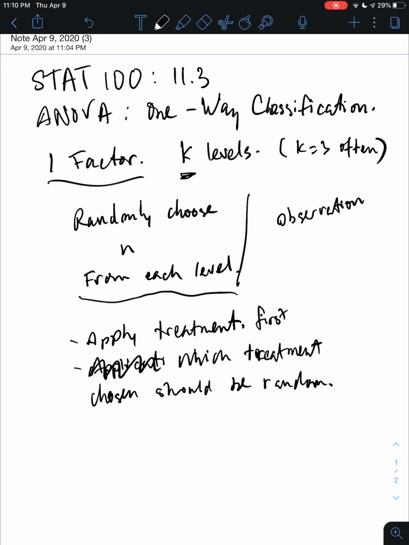In the breakfast example that we had, we had no breakfast, we had a light breakfast, and we had a heavy breakfast. And that is 3 different levels of this breakfast factor, so k is equal to 3 in this example.